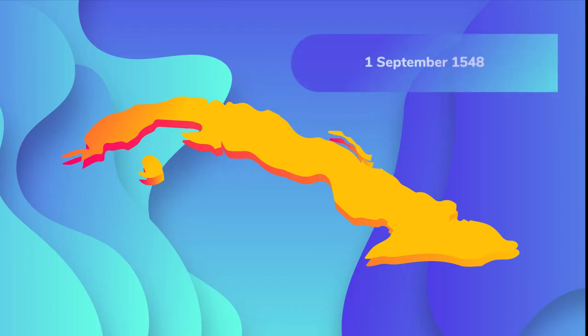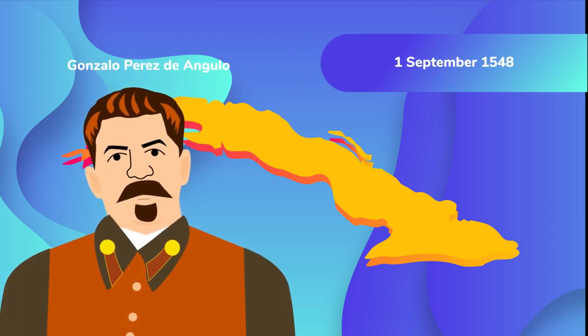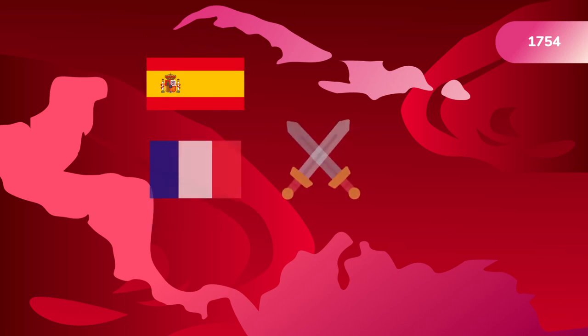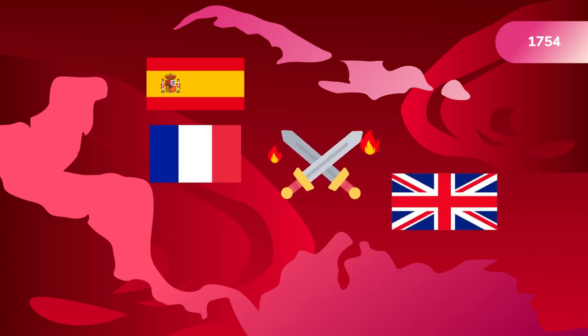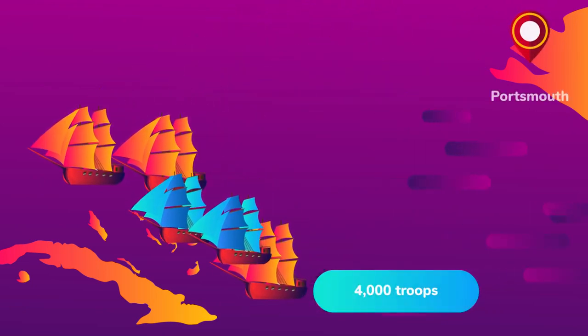On the 1st of September 1548, Dr. Gonzalo Pérez de Angulo was appointed governor of Cuba. He arrived in Santiago, Cuba, and immediately declared the liberty of all natives. The 7 Years' War, which erupted in 1754 across 3 continents, eventually arrived in the Spanish Caribbean. Spain's alliance with the French pitched them into direct conflict with the British, and a British expedition of 5 warships and 4,000 troops set out from Portsmouth to capture Cuba.